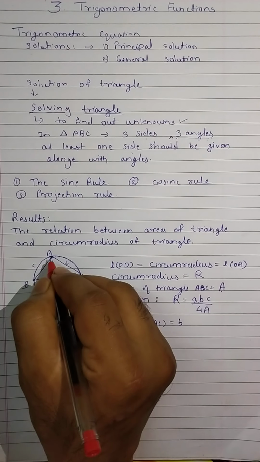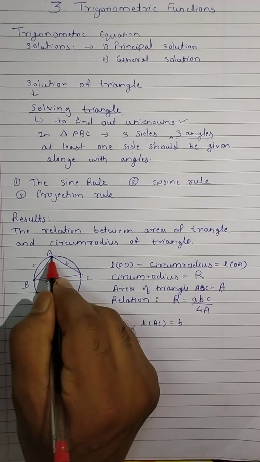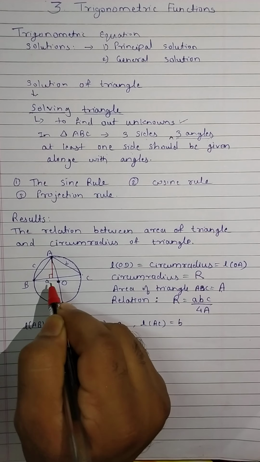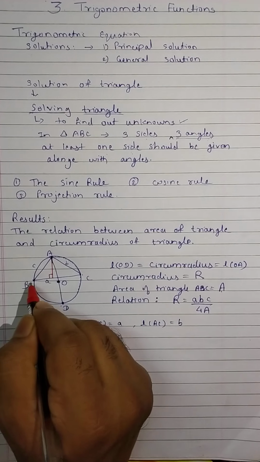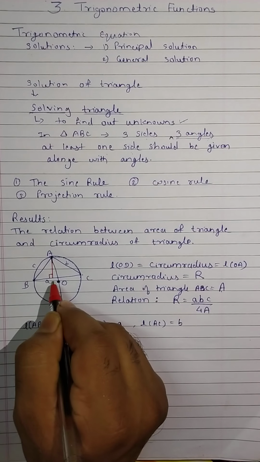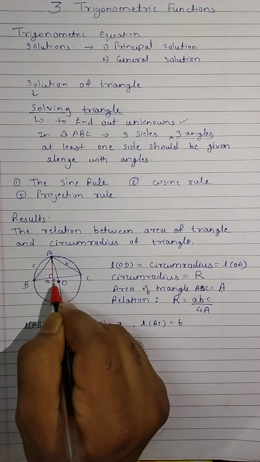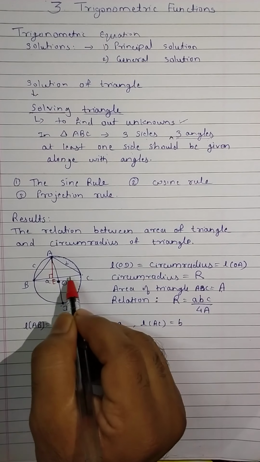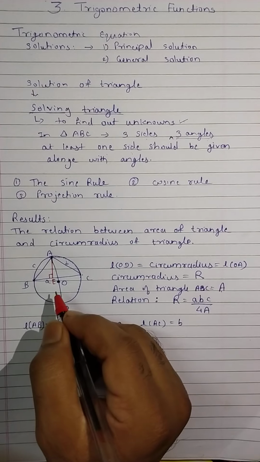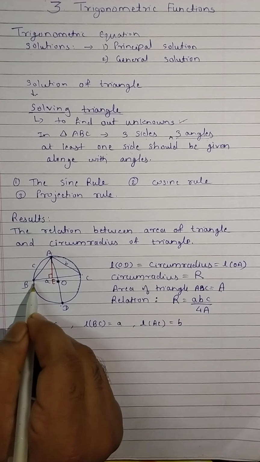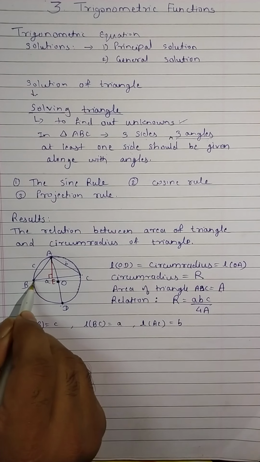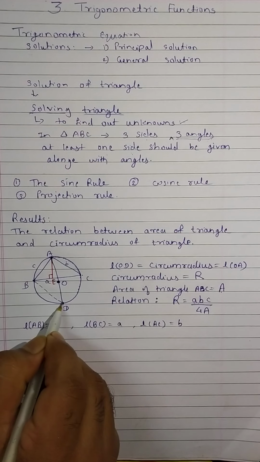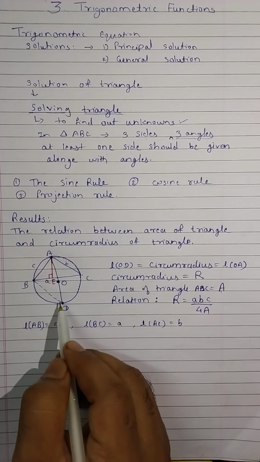For that we will draw a perpendicular from A on base BC. We will name the foot E. Hence AE is the height of the triangle. We will complete the diameter AD to get a triangle ABD.